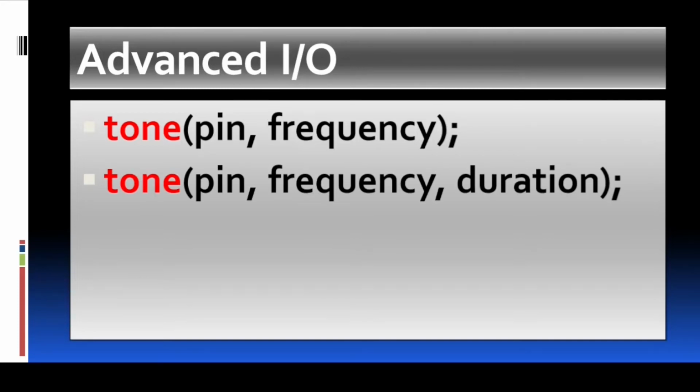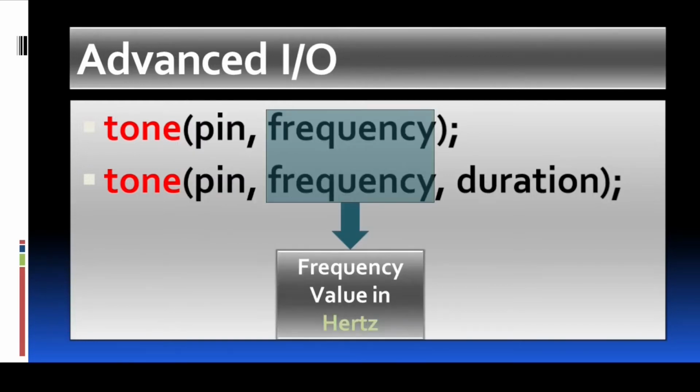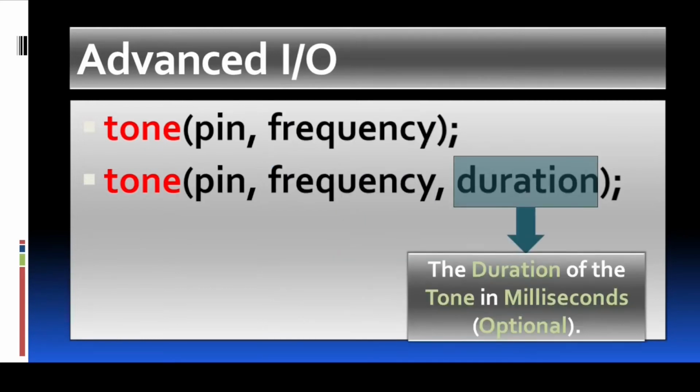Here the first option of both functions is pin. You can choose any Arduino pin on which you want to perform this function. Second is frequency. Here you put the value of the frequency in Hertz. And the third option in the second function is duration, the duration of tone in milliseconds. This option is optional. If you want to use it, you can use it. If you don't want to use it, you don't need to write it.